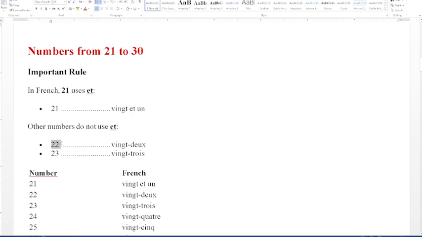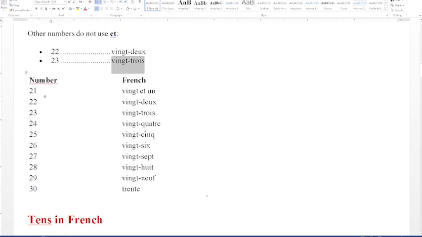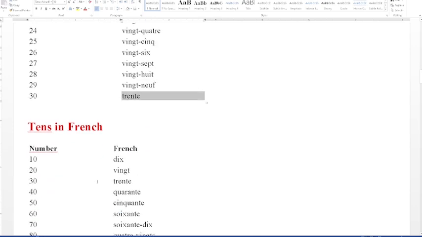You understand? From 22, 23, 24 to 29, you don't say et again. So that's why you can see 22 here. Then 23. That is what you do. You can see it here. 21, 22, 23, 24, 25, 26, 27, 28, 29, then 30. Is that clear?